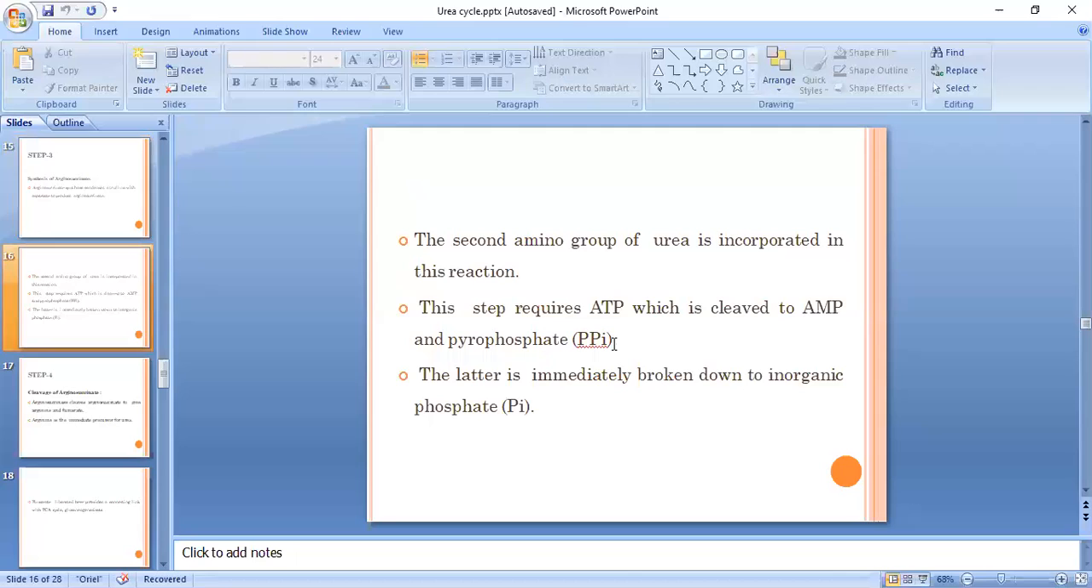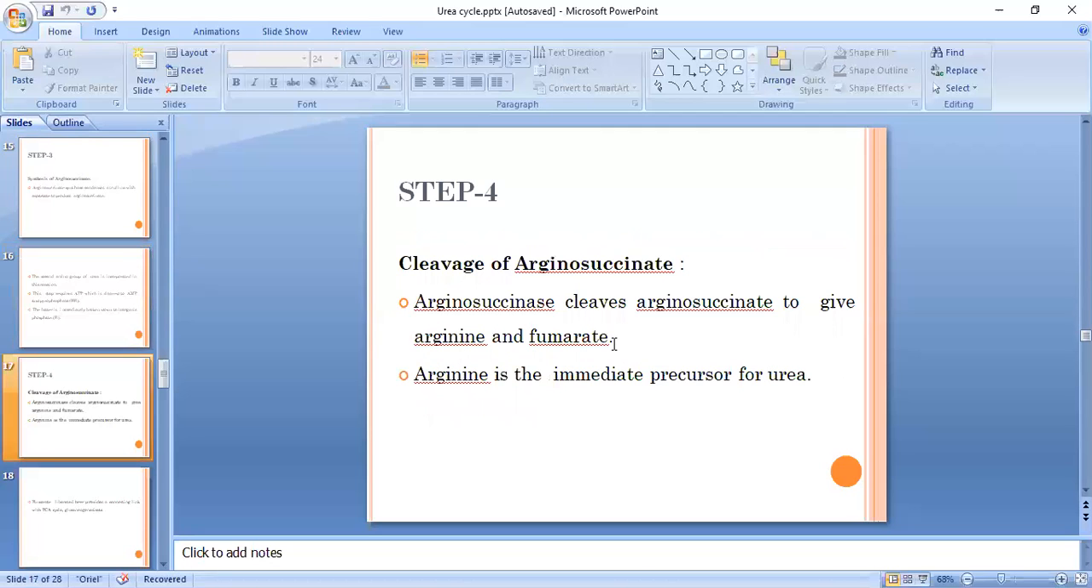Here, the ATP energy is cleaved into AMP and pyrophosphate, and later it is broken down into inorganic phosphate. So the first step requires 2 ATP molecules, and here ATP is converted into AMP and pyrophosphate, which is again equal to 2 ATP molecules. So the cleavage of arginosuccinate.